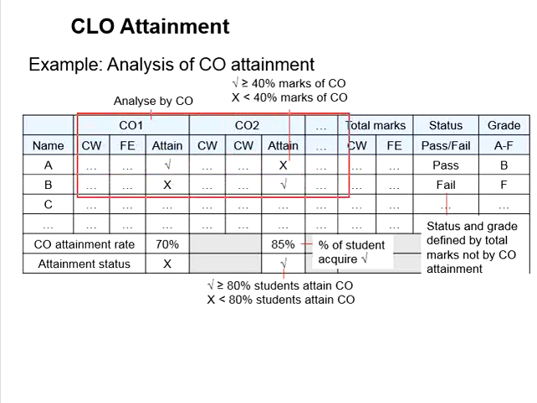Coming back to the CO attainment analysis. Now that you have computed the results, you know individually who attains which COs. There are also students not attaining certain COs. Your next step will be analyzing the CO attainment.